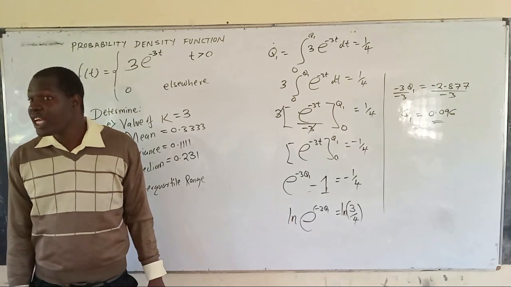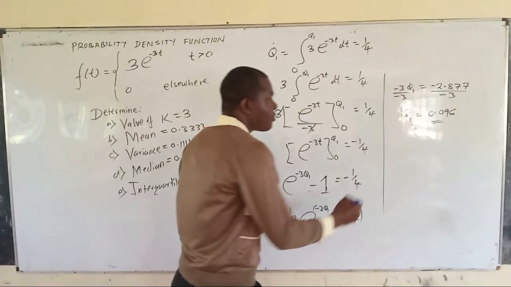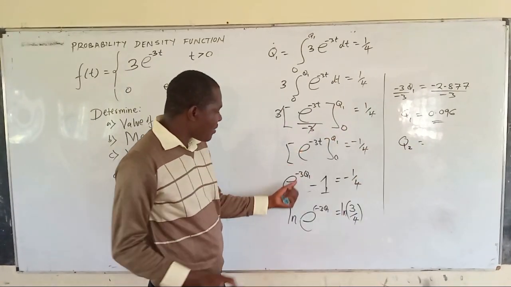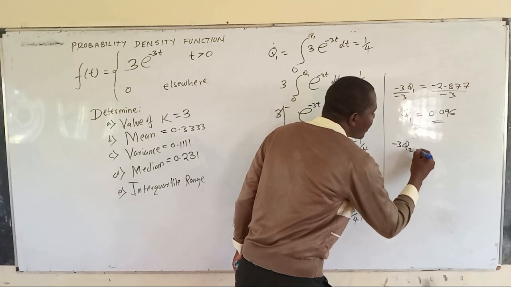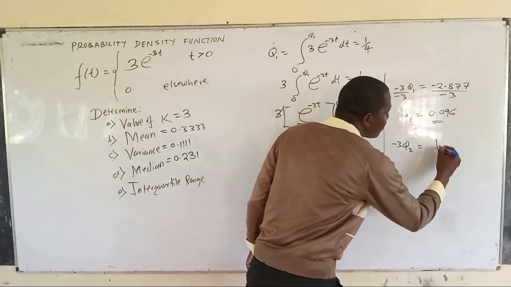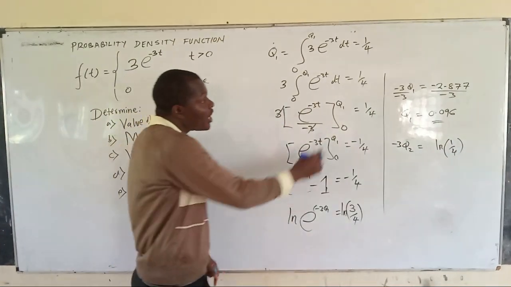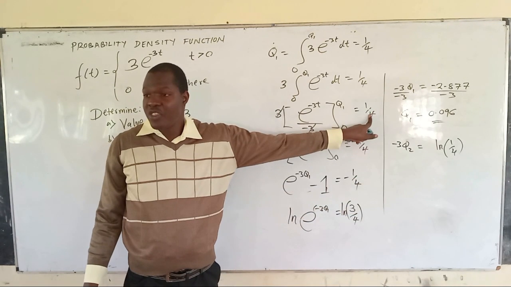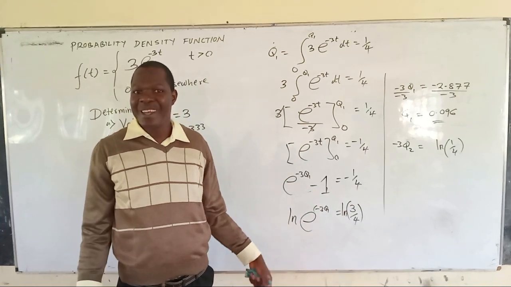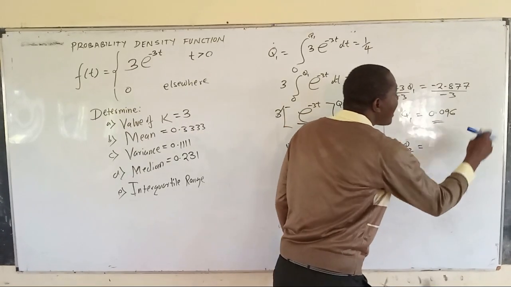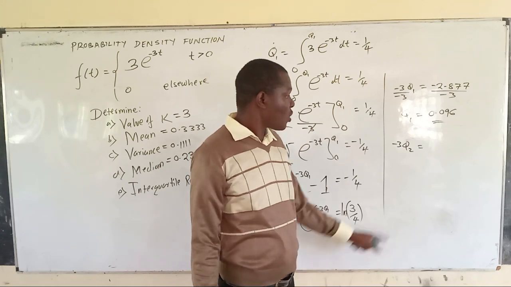Now getting Q2 is very simple. You don't repeat the same thing, that is a waste of time. So for Q2, you remain with negative 3Q2 equal to ln of 1 over 4. Remember, when you're looking for Q2, it is going to be 3/4. Here it's going to be 3 over 4, so it is going to be negative 3 over 4 plus 1, and that is a quarter. Meaning you are just going to get ln of a quarter. You don't waste time doing it. So what is ln of a quarter?